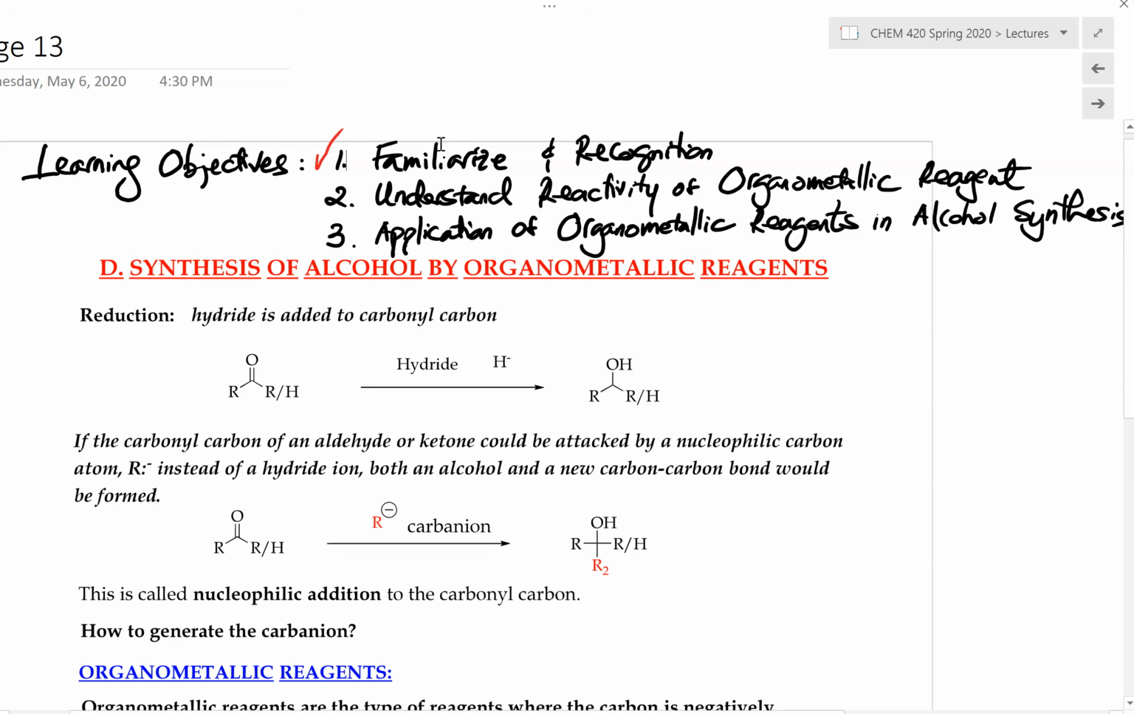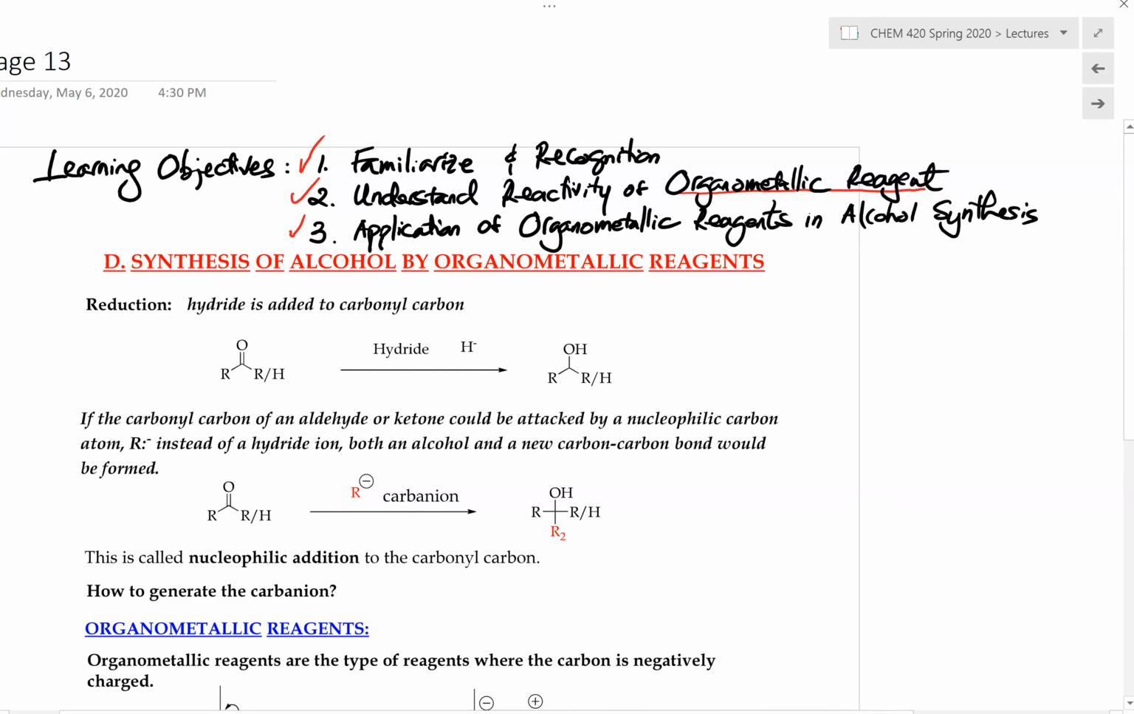Second, to understand the chemical reactivity of the organometallic reagent. Why are they reactive? And why is one organometallic reagent more reactive than the other? And the third objective is to learn about the application of the organometallic reagent in the synthesis of alcohol. And that is our emphasis on the alcohol synthesis.